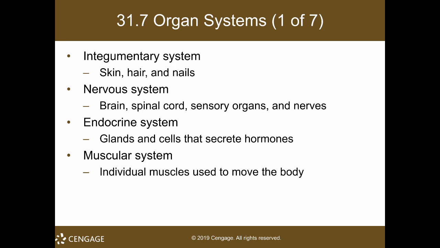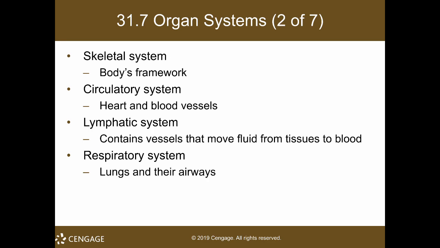The nervous system, which is composed of the brain, the spinal cord, the sensory organs, and the nerves. We have the endocrine system, consisting of the glands and the cells that secrete hormones. We have the muscular system, which is the system of muscles used in moving the body. We have the skeletal system, the bones, which serves as the body's framework. The circulatory system, which consists of the heart and the blood vessels.